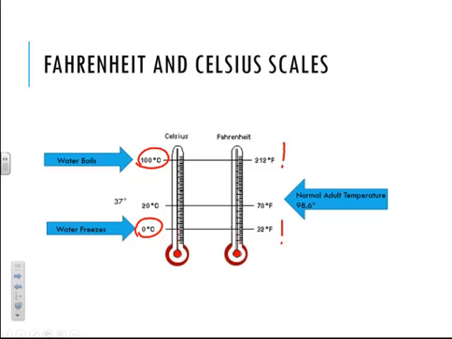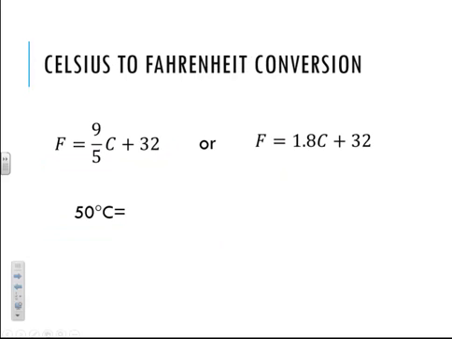37 degrees Celsius is the average adult body temperature, and 98.6 if you're on the Fahrenheit scale. So it's just a different way of representing the same numbers. Sometimes we have to convert from Celsius to Fahrenheit. There's two different formulas that you can use to do that.